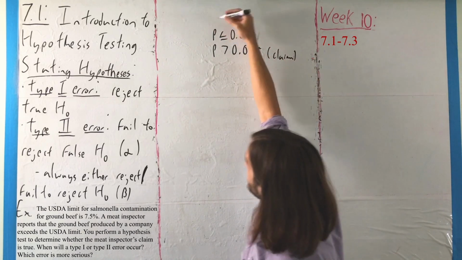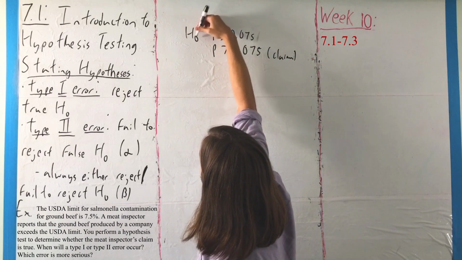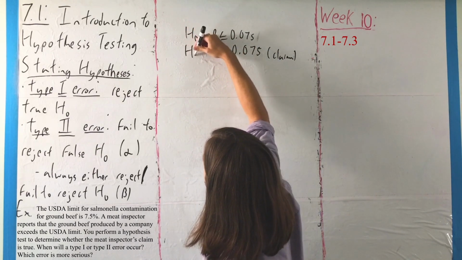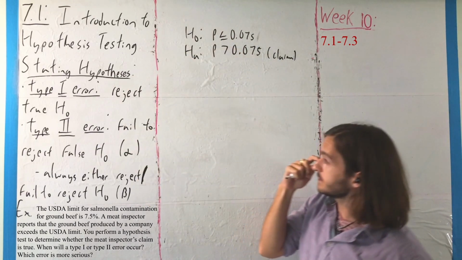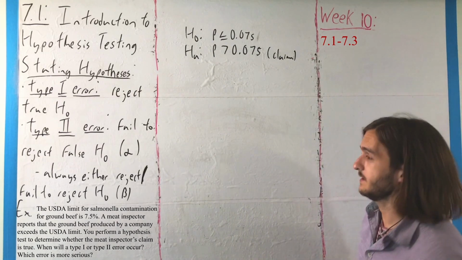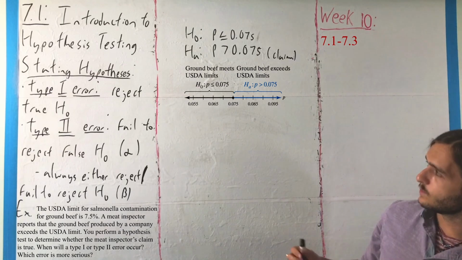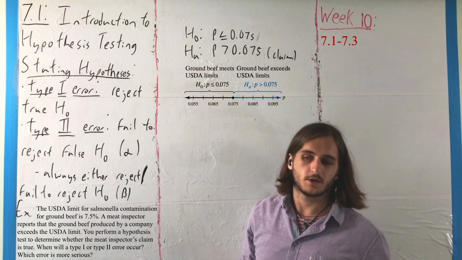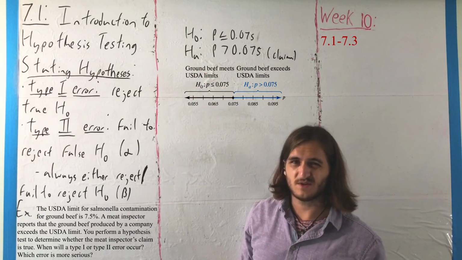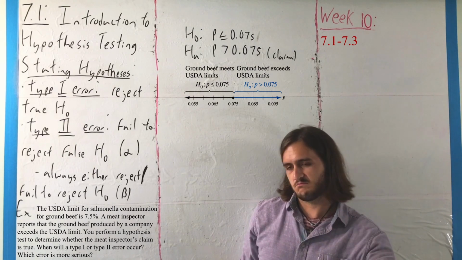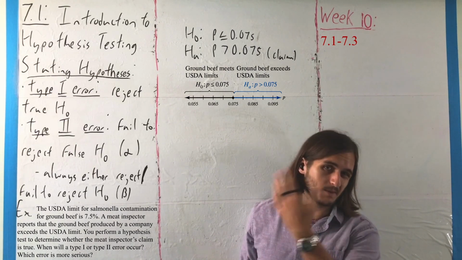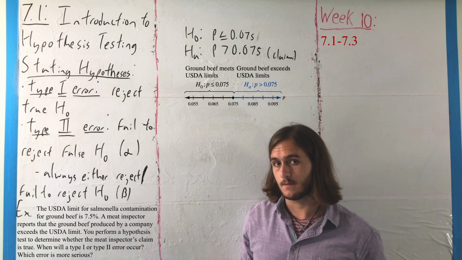Where, because that has an equality in it, that's our null. So our claim is the alternative, that the proportion is bigger than 7.5%. Just for reference, sometimes when we're doing this, we will denote the alternative with an H1. That's what the old book used to do. It's really not that big of a difference. Just know that sometimes if you're looking at other resources, you might see that instead. It means the same thing.